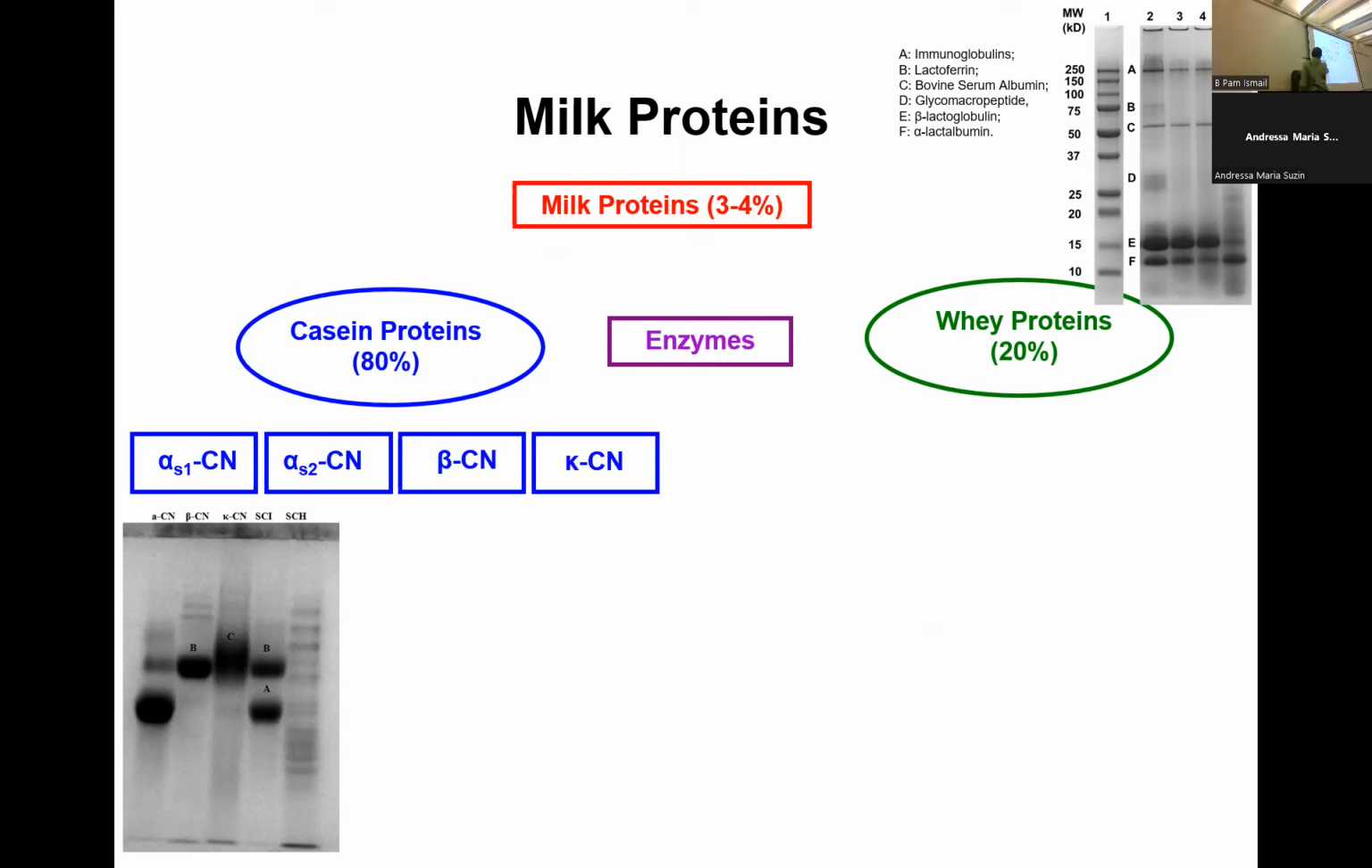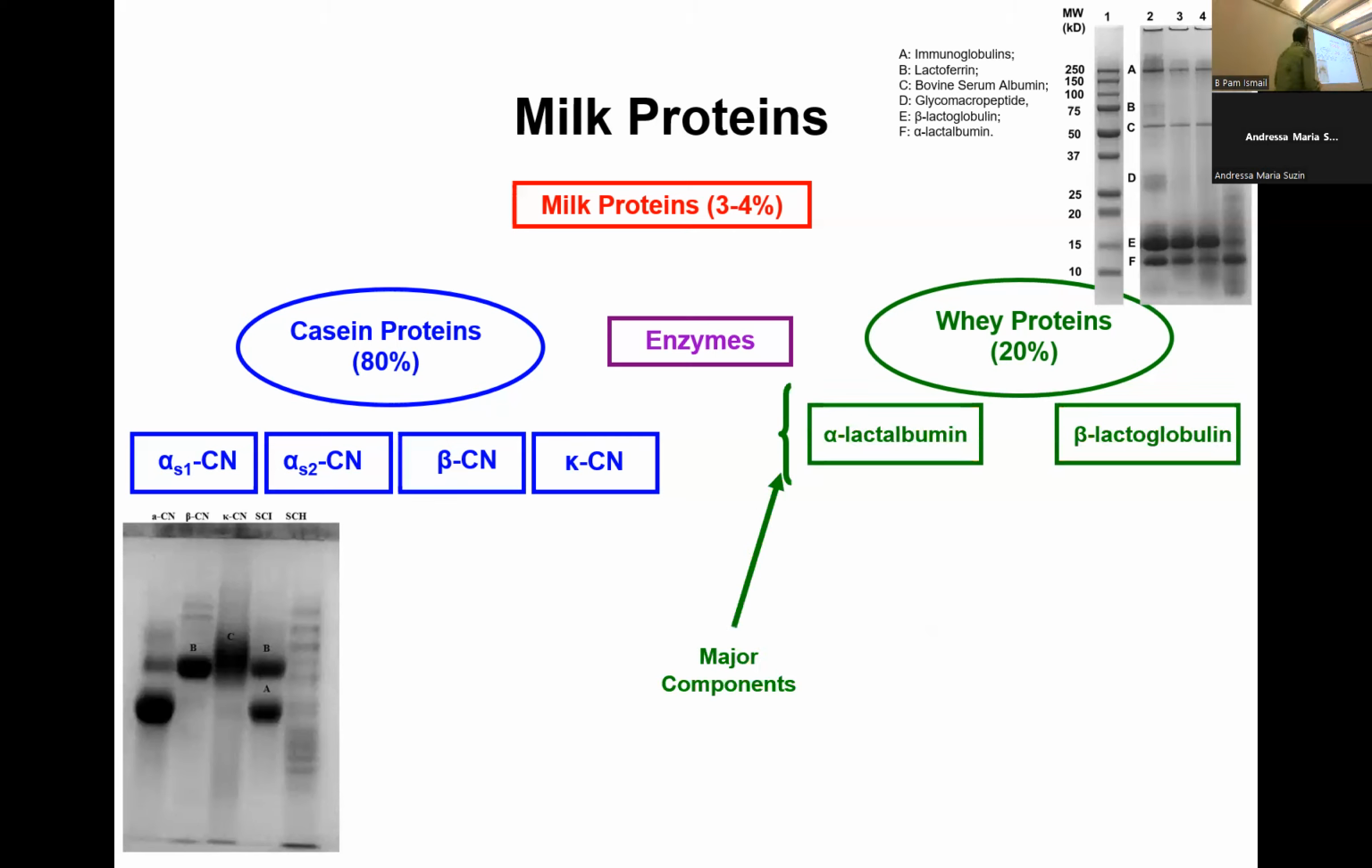If you look at a gel, this gel is actually not a regular SDS-PAGE gel. This is a urea-PAGE gel. It separates protein based on charge to molecular weight ratio. So if we run casein on a regular SDS-PAGE, we won't have separation because they're very close in molecular weight. If we run them on a urea-PAGE, then we can see the alpha caseins, the beta, the kappa, in this sodium caseinate isolate. You can see the alpha and beta. There's usually an overlap between the kappa and beta casein.